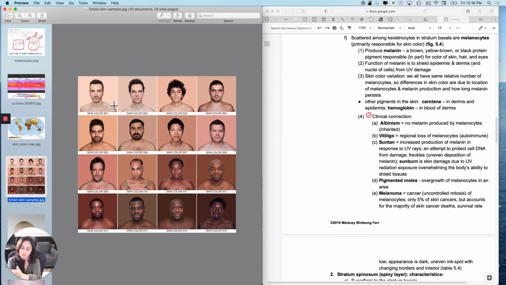So really, it's the combination of the three of these. The type of melanin that you have, is it brown, yellow, brown, or black? The amount of melanin that you have, the amount of keratin that you have, the amount of hemoglobin, how close it is to the surface of your skin. And that's all just a genetic variability before you start tanning.